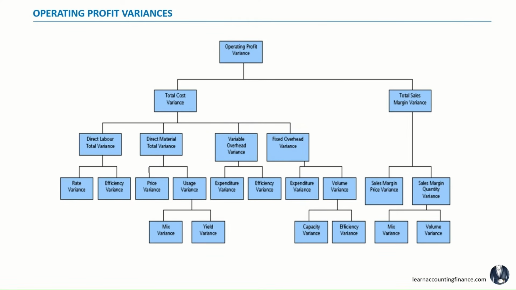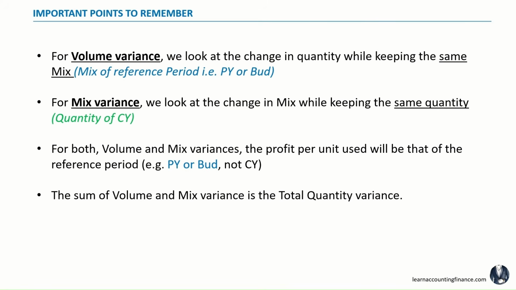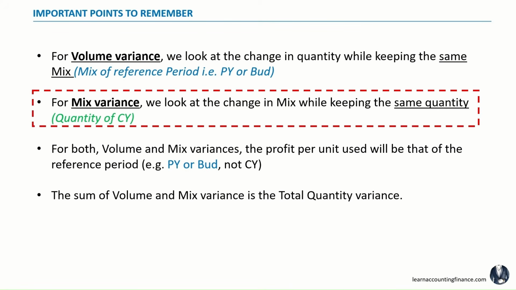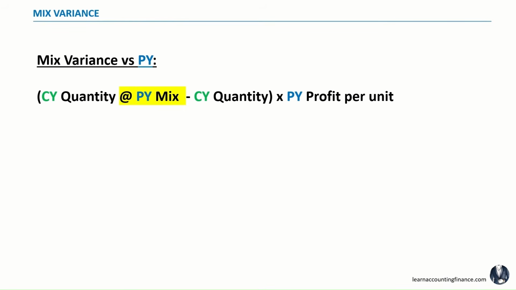Now it's time to look at the final variance of our gross profit variance analysis, which is the mix variance. Just looking back at the important point, for mix variance, we said that we look at the change in mix while keeping the same quantity. And in this case, the quantity is the actual quantity for the current year. So the calculation of mix variance for variance versus prior year will be current quantity at prior year mix minus current year quantity. So you see in this formula, in both cases, we are really looking at current year quantity, but what we are changing is mix, right? So current year quantity sort of reflects our current year mix, but this current year quantity at prior year mix reflects prior year mix, right?